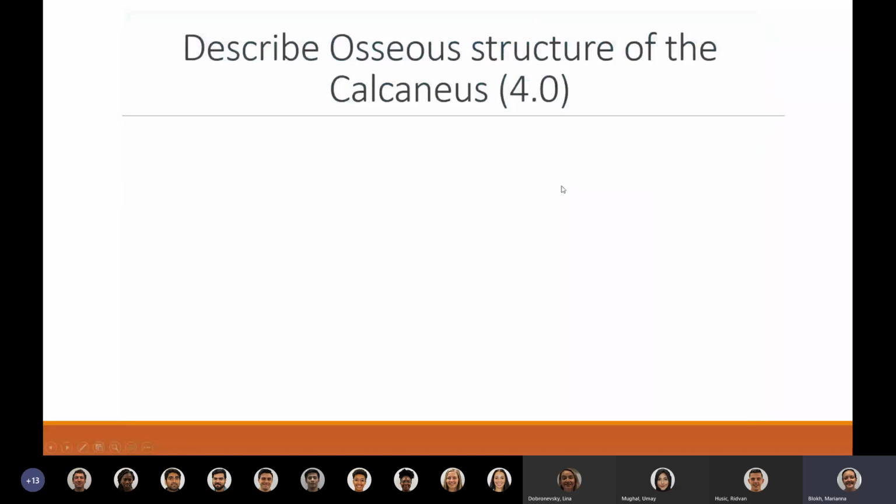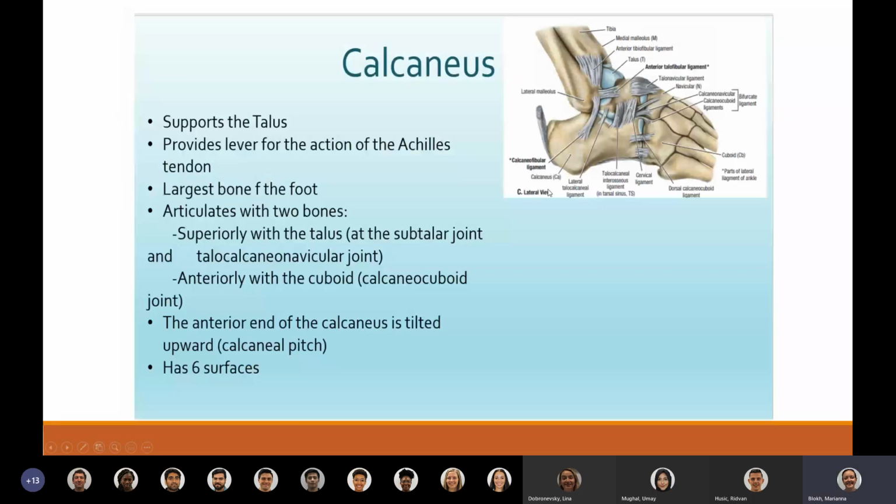All right. Describe the osseous structures of the calcaneus. So the calcaneus is a very vascular bone, so we shouldn't go crazy, although we should understand where the vasculature comes from, but it's not as difficult to heal as the talus. It's the largest bone in the foot. It articulates with the talus superiorly, and it articulates with the cuboid anteriorly, and we have the anterior end of it, which is this guy right here.